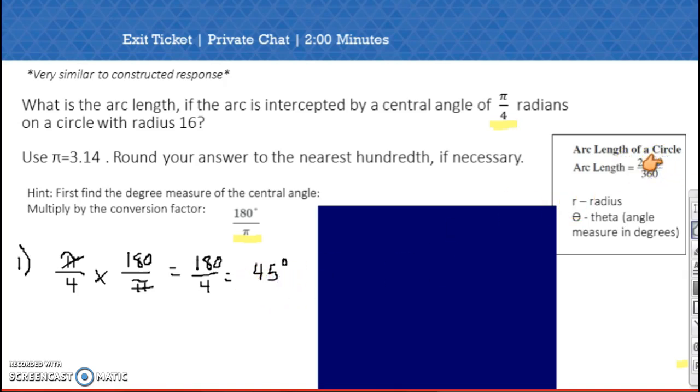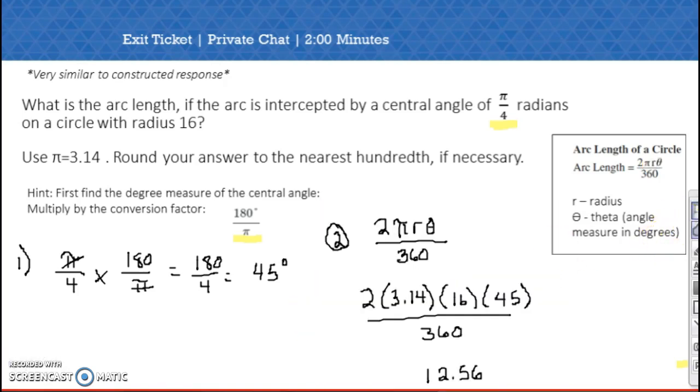Now we simply plug it into this formula and we can get our answer for our arc length. So we're going to take 2 pi, they told us to use 3.14, so don't use your pi button, plug in 3.14, times our radius, which is 16, and our central angle that we found, or our theta, is 45 degrees. Divide by 360, put all that in your calculator, so 2 times 3.14 times 16 times 45, hit divide by 360, and we get 12.56.